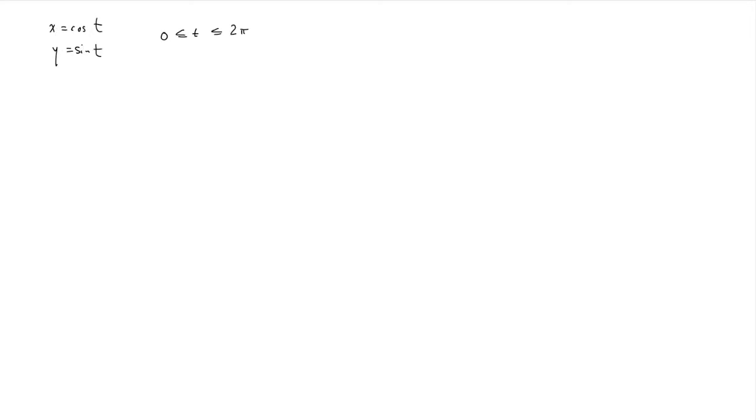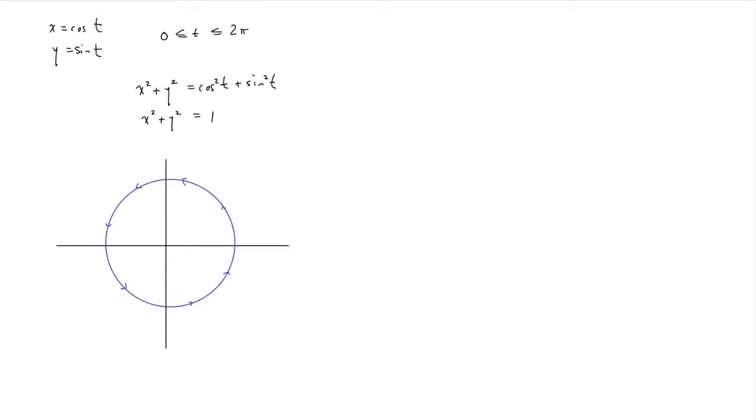Okay, let's consider the parametric equations x equals the cosine of t, y equals the sine of t, as t goes from 0 to 2 pi. And notice what happens if I square both of those equations and then add them. I get that x squared plus y squared is cosine squared t plus sine squared t, or x squared plus y squared is equal to 1.